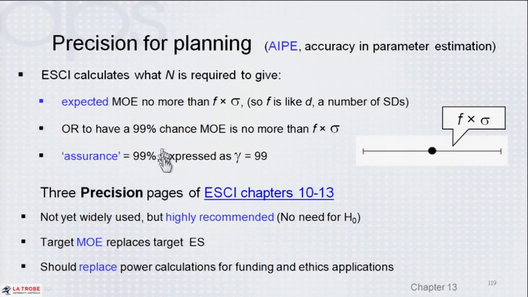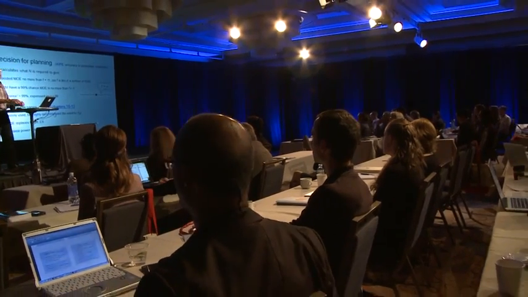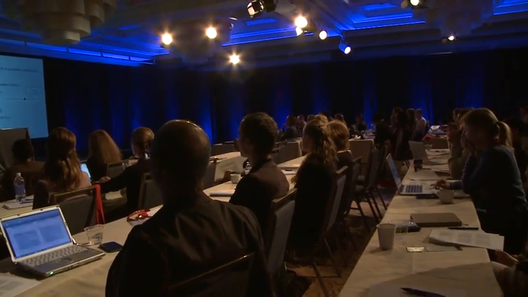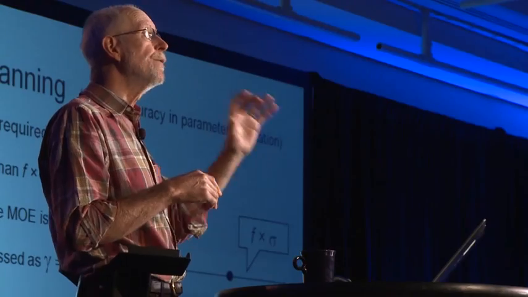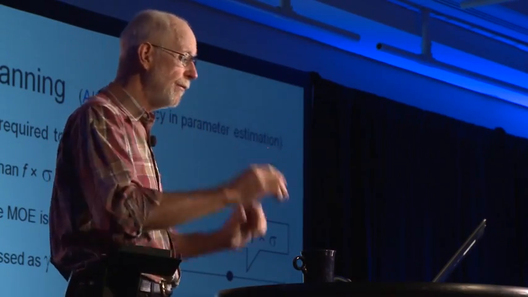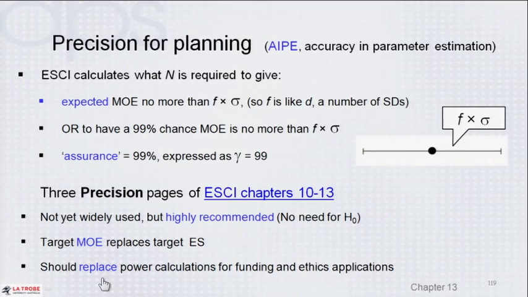So ESCI can do these calculations for you. This is not yet widely used, but I think has enormous potential and definitely a thing to watch out for. It would be a great project to write the equivalent software to GPower for precision for planning, so that you can go in with your factorial design, your correlational design, your SEM, whatever, and specify what confidence interval width you're prepared to accept, and then it should give you the sample sizes. And these precision for power calculations should replace statistical power calculations for your applications for funding and for ethics approval.